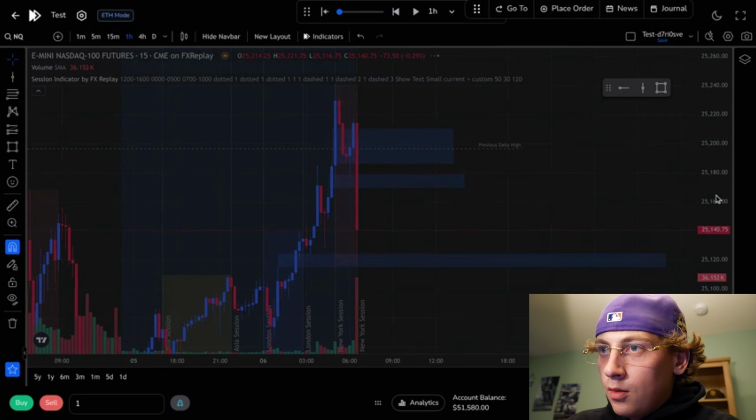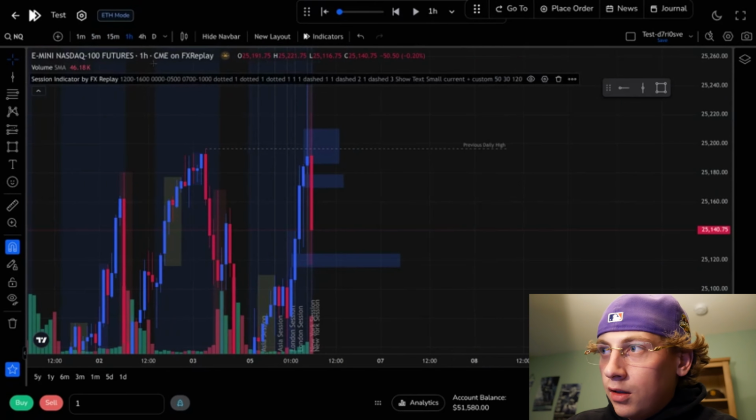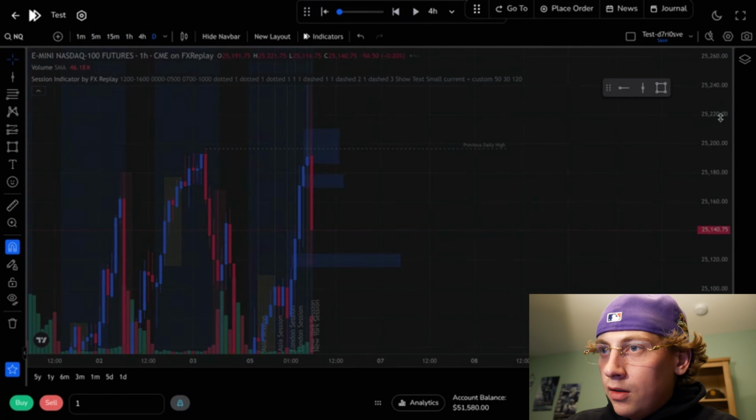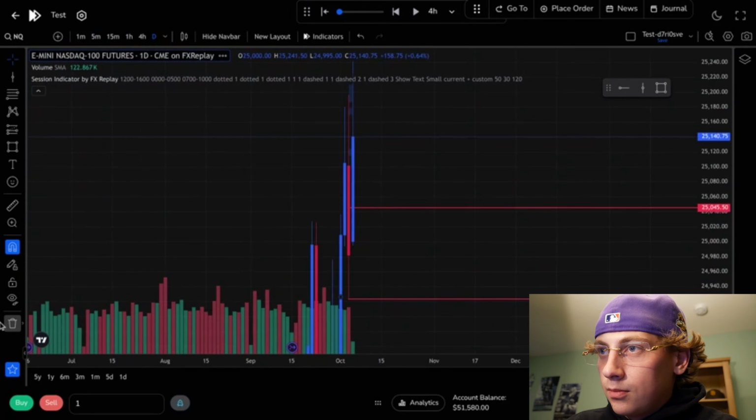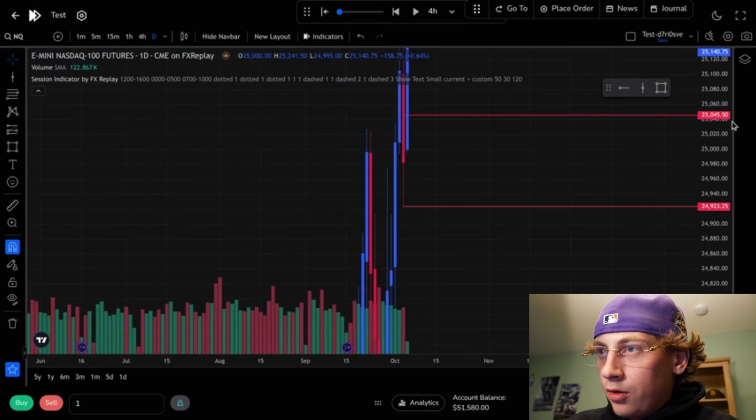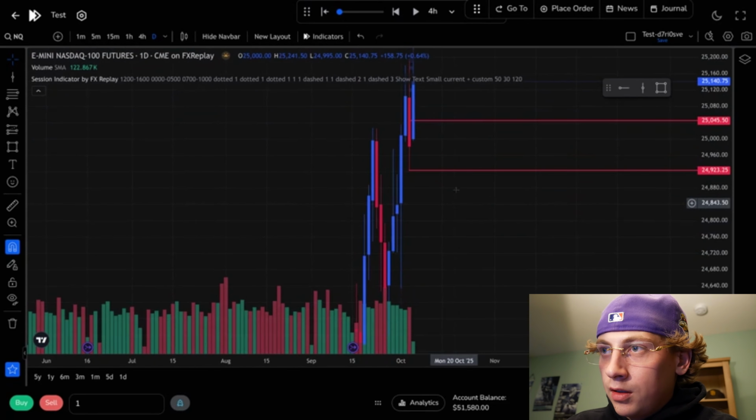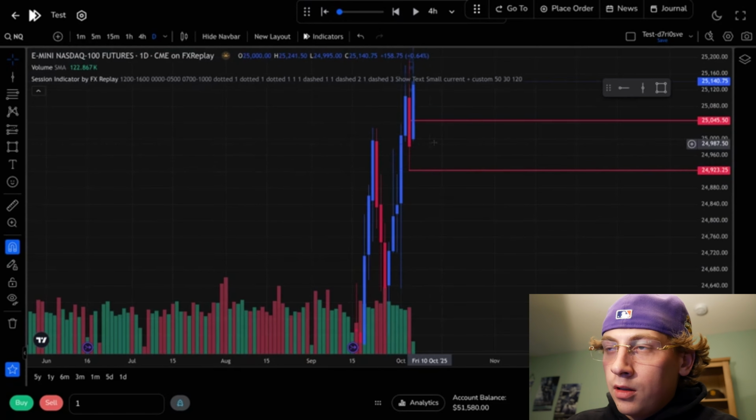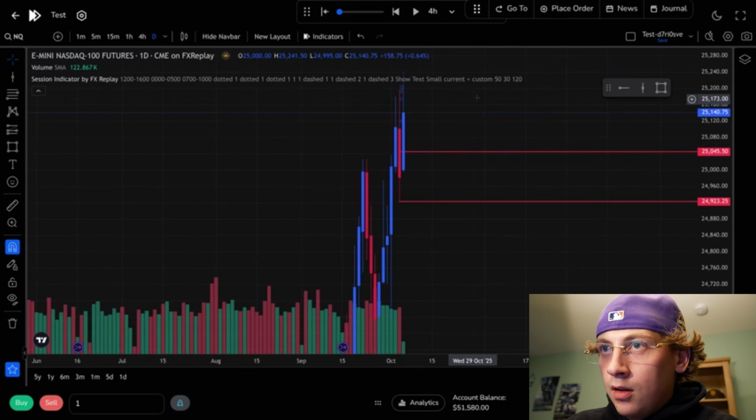So we see price obviously wants to continue higher. If you look at this, this is just going straight up, right? And we've already filled this gap on the daily, so we know we're going to want to continue higher. But to continue higher, you're going to need to take out liquidity, right?